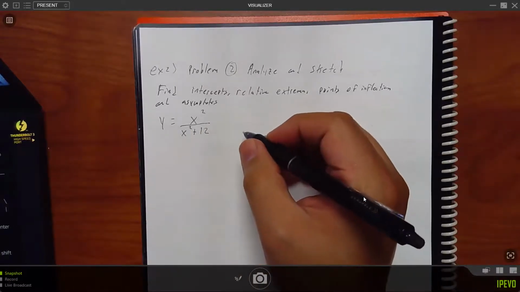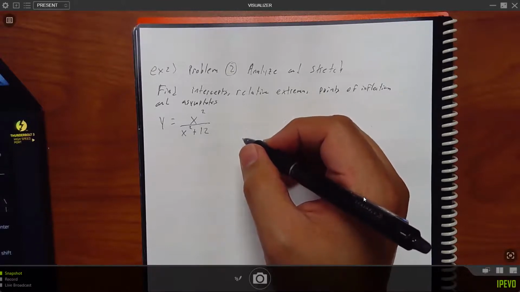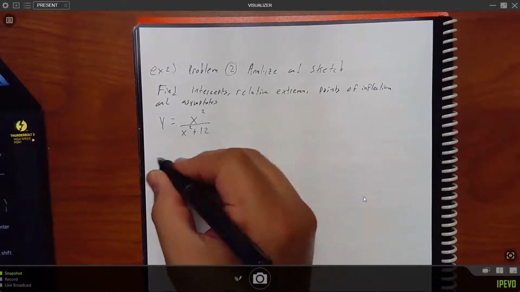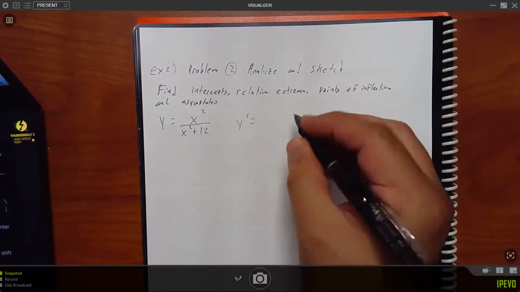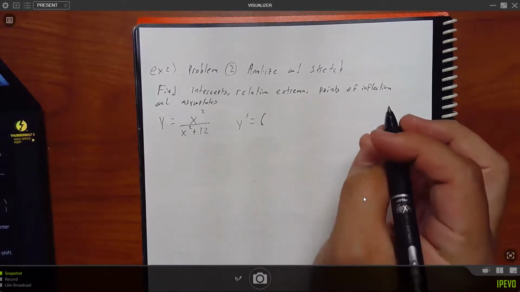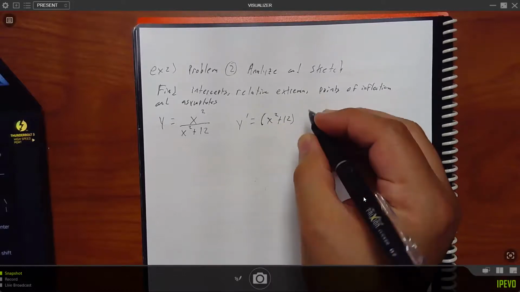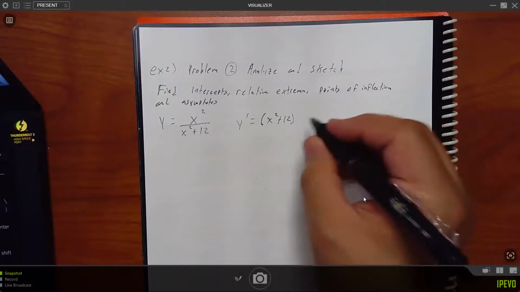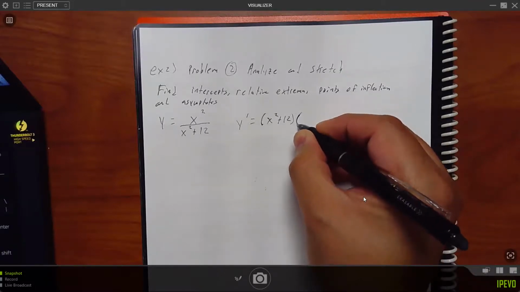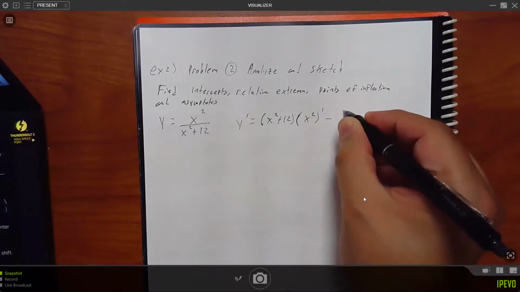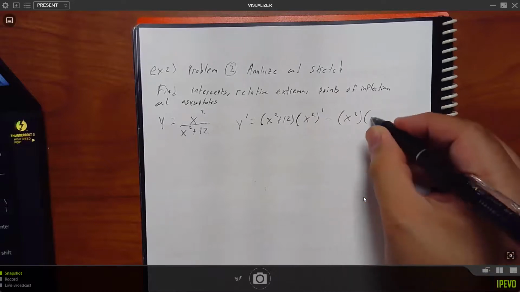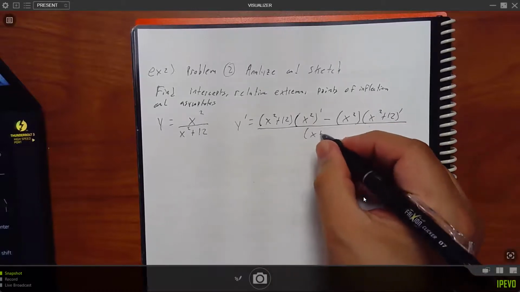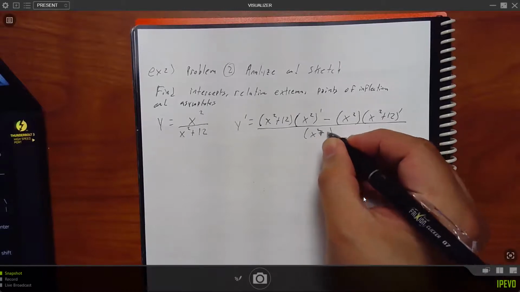So first derivative. Y prime will be the bottom times the top derivative minus the top times the bottom derivative over the bottom squared.